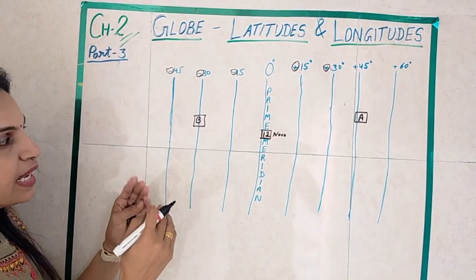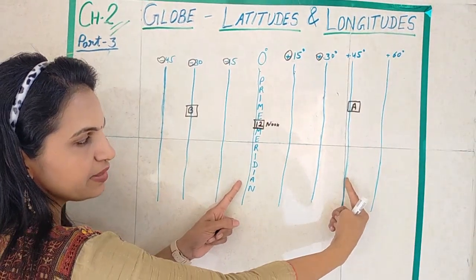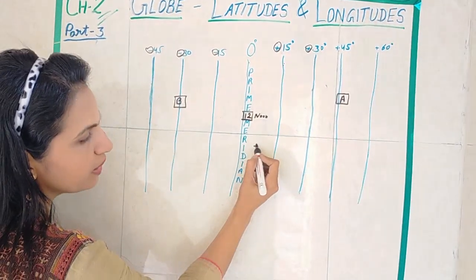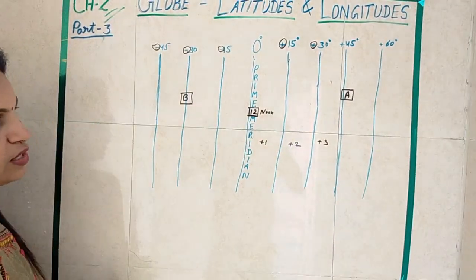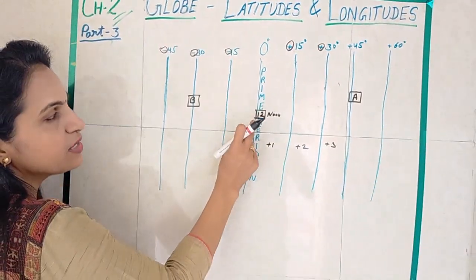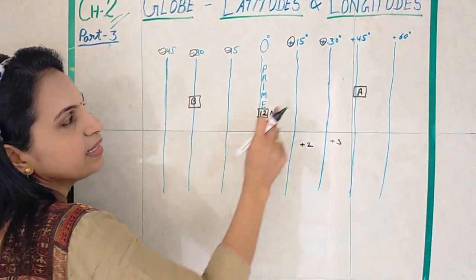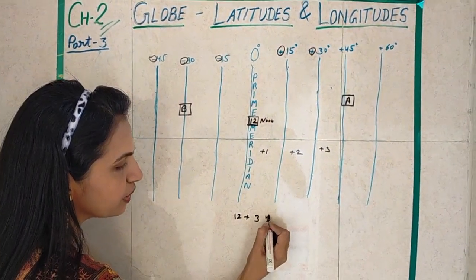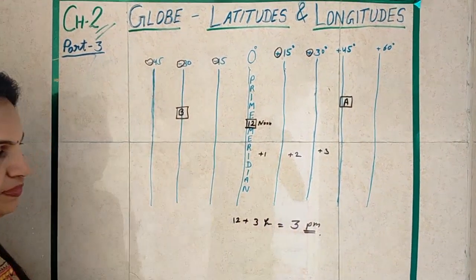Before calculating the time, we should know what is the time difference between these longitudes. So students, time difference 1 hour, 2 hours, 3 hours. So if there is 12 o'clock at 0 degree prime meridian, the time at place A will be 12 plus 3 hours, means 3 p.m.